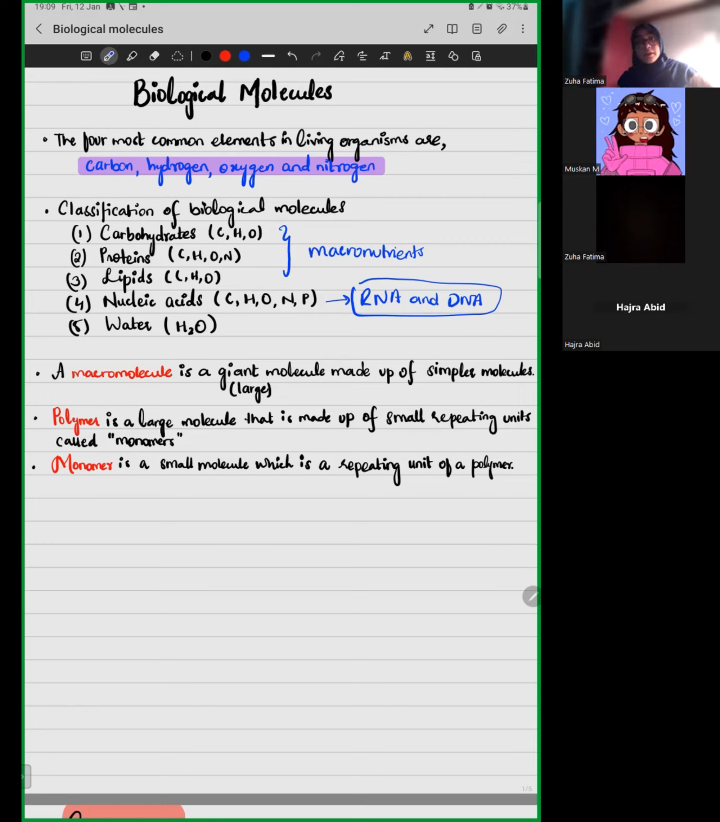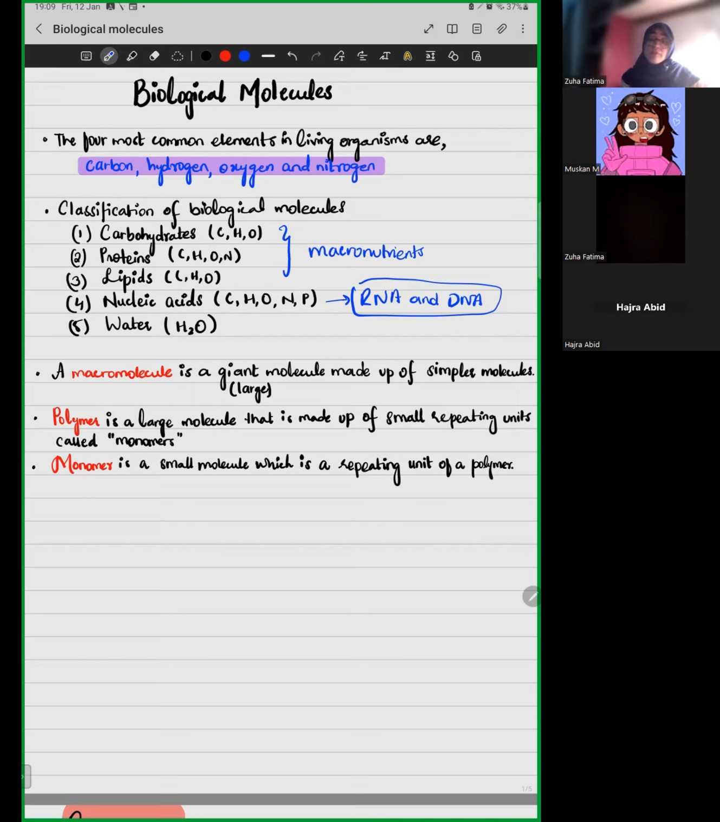We know that majority, like 90% of our blood plasma, is basically what? It's water. So water is a very important component of our blood, which is basically present everywhere in our body. And water is a very important component of our cells. And cells are the basic structural and functional unit of life. So the cytoplasm has a lot of fluid content, a lot of water content.